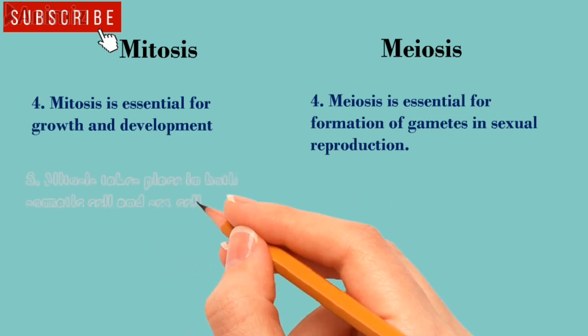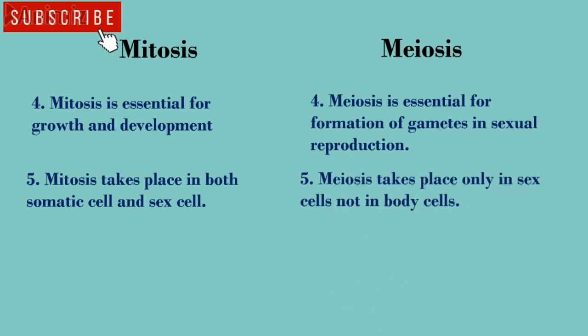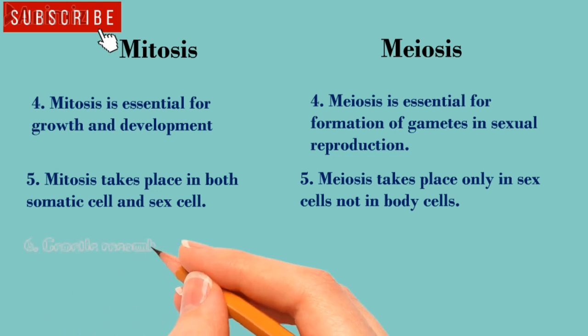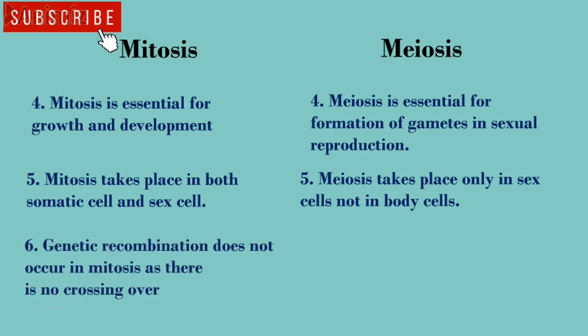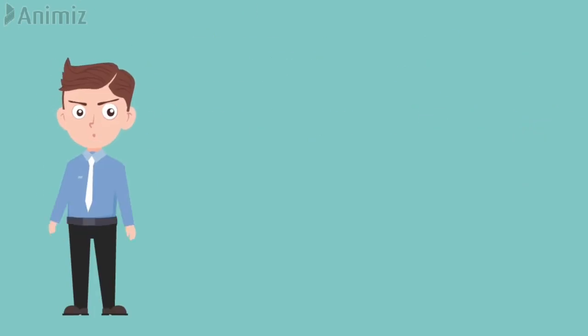Mitosis takes place in both somatic cell and sex cell, but meiosis takes place only in sex cells, not in body cells. Genetic recombination does not occur in mitosis as there is no crossing over, while crossing over happens in meiosis, which leads to genetic recombination.